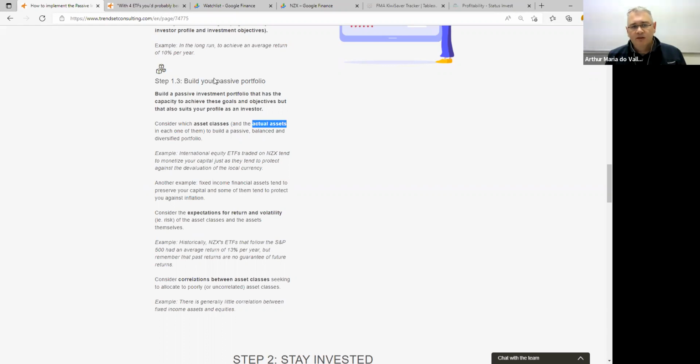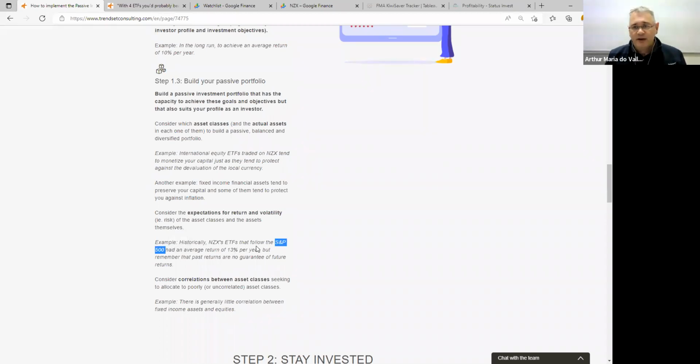And when building that, you need to know what each investment, each asset might give you in return. For example, historically, the ETF in New Zealand that tracks the S&P 500 gave the investors a return of 13% per year. Remember, quite close to my goal. So it's very likely that if I keep that investment for the long term, I probably would get something similar, like on average 13% per year.